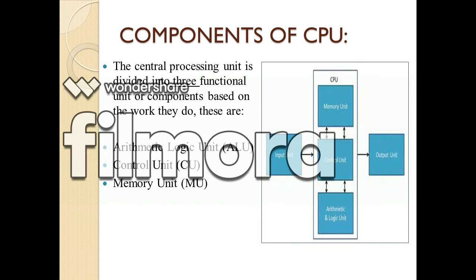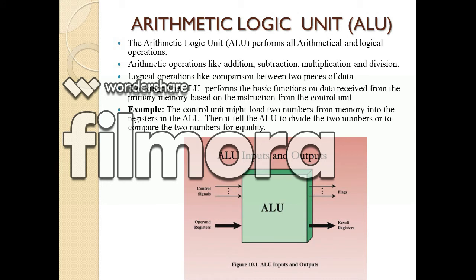Components of CPU. The central processing unit is divided into three functional units or components based on the work they do. These are the arithmetic logic unit ALU, control unit CU, and memory unit MU. Arithmetic logic unit ALU. The arithmetic logic unit performs all arithmetical and logical operations. Arithmetic operations like addition, subtraction, multiplication and division. Logical operations like comparison between two pieces of data.